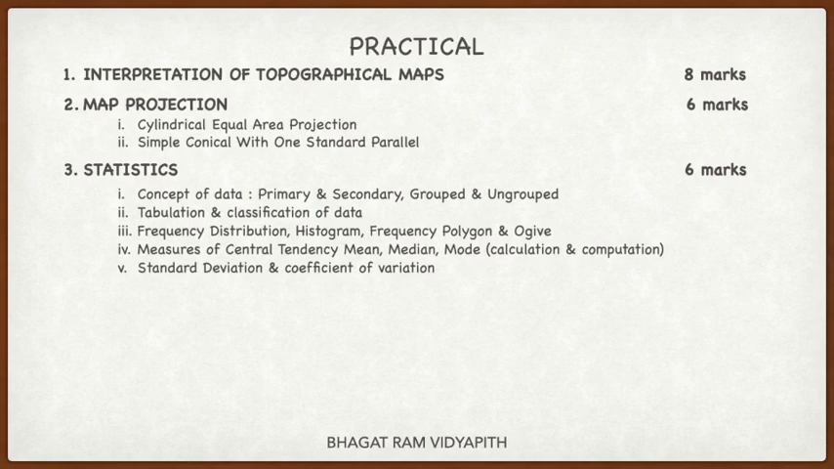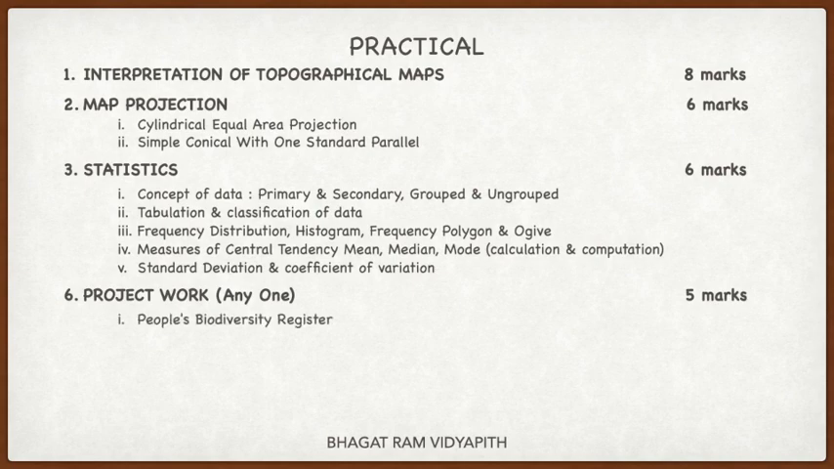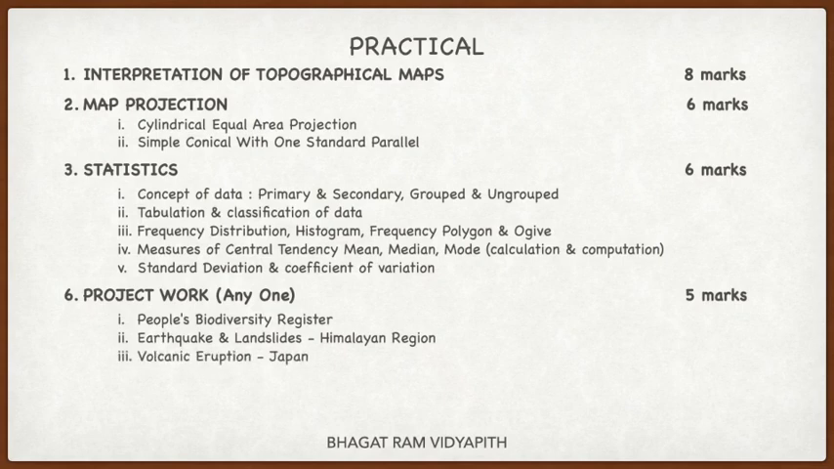Statistics is followed by project work. Project work carries 5 marks. Project work has to be undertaken in any one of the topics, and the suggested topics are People's Biodiversity Register, earthquake and landslides in the Himalayan region, volcanic eruptions in Japan, drought in Bankura or Purulia, and flood in Sundarban.